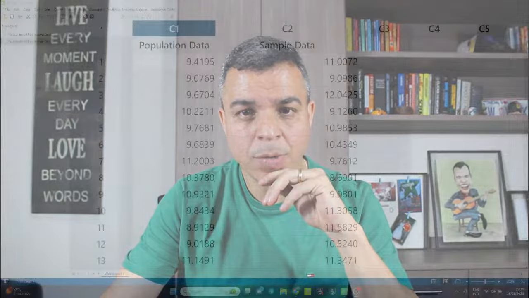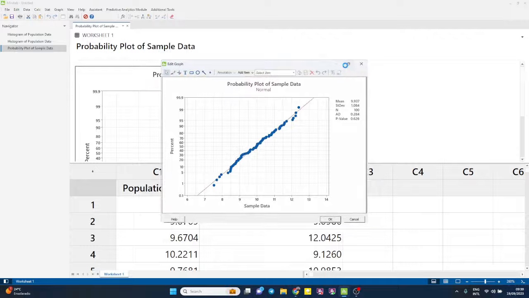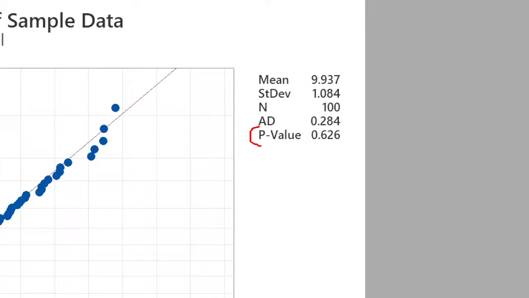And then, okay, let's take this sample, Stat, Basic Statistics. Let's run a normality test. Let's take a look at this p-value. So how can we interpret this 0.626? Or if you prefer, let's say that this is 62.6%.